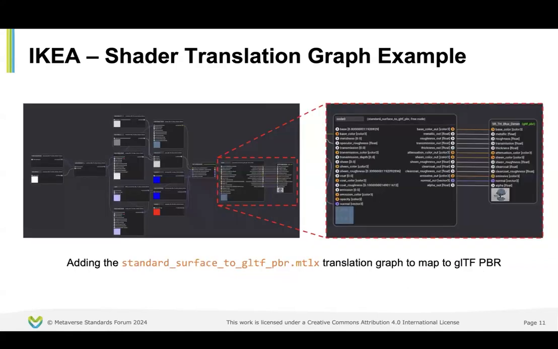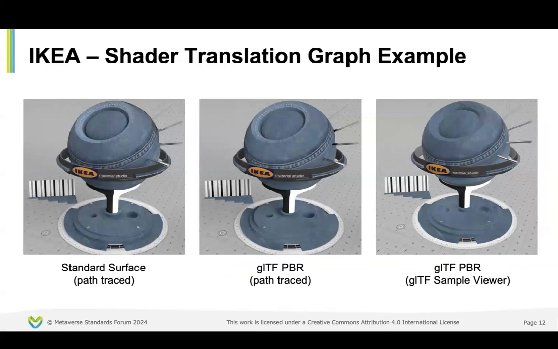With this translation graph, you can see the result here on the right. On the left-hand side, you have what I showed earlier, standard surface path traced. And then when you map to glTF, the path traced result in OSL testshade is in the middle. And you can show it in the glTF sample viewer. And for this particular material, you get, of course, a pretty consistent appearance.